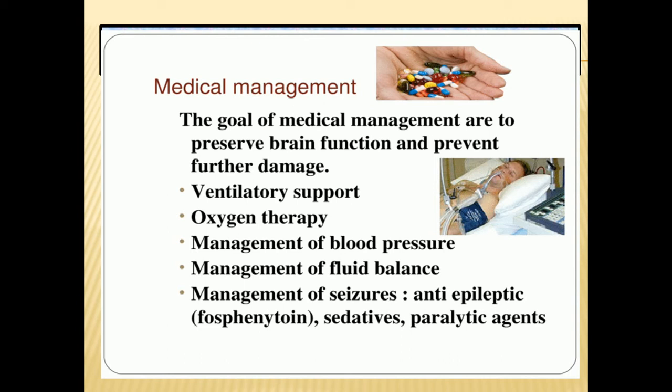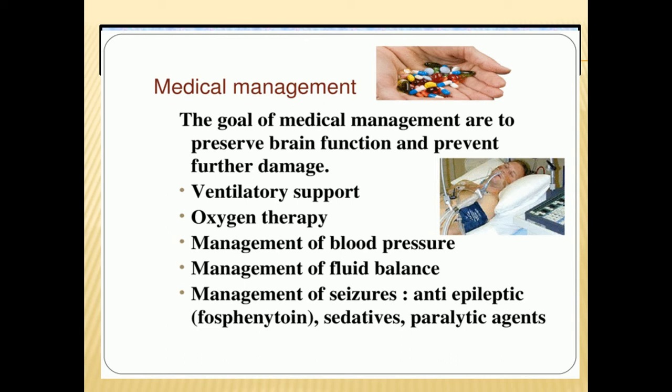Because the brain is affected, the blood pressure also varies. It may come down, or if the patient is hypertensive, you may even have hypertension. This all will depend on the cause of unconsciousness. So the blood pressure also needs to be managed. Next, we need to manage the seizures, because the brain is affected and the patient may be having seizures. To manage these seizures, we give anti-epileptic drugs such as fosphenytoin.